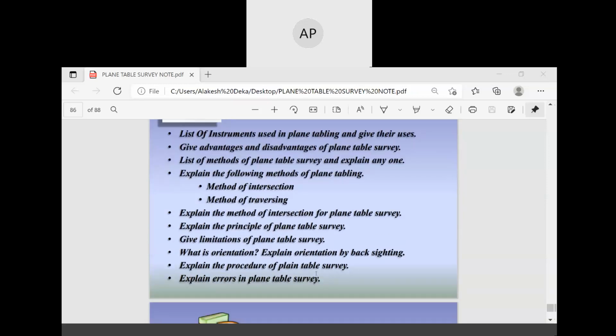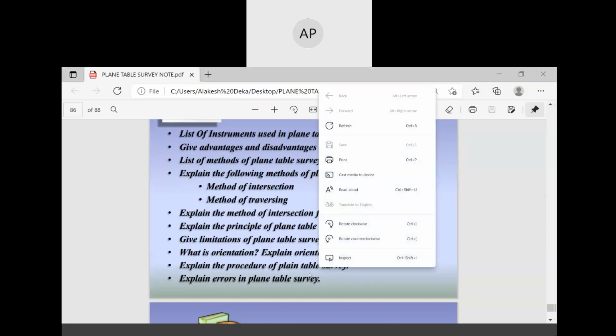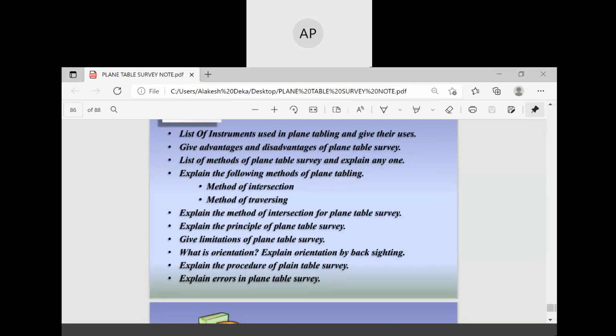And these may be some questions from plane table: explain the method of intersection, the method of traversing, the principle of plane table survey, and the limitations of plane table survey.